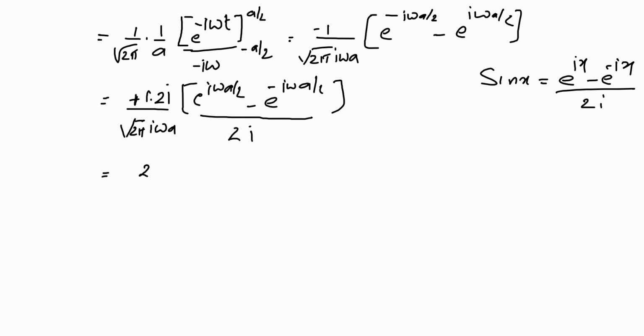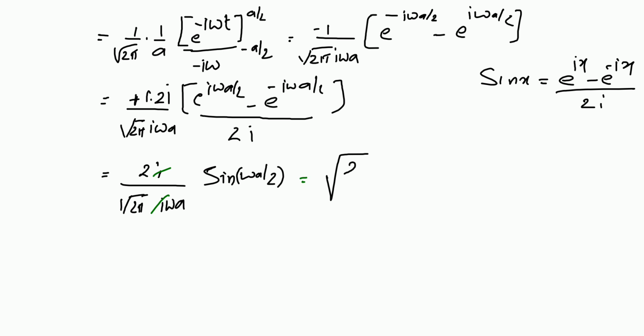So 2i times root 2 pi times i omega a times sine of x. Here x is omega a divided by 2, and here you can cancel the i and rearrange everything else in a very neat way. You can put everything together as root 2 by pi times sine of omega a by 2 divided by omega a. And this is the final answer.